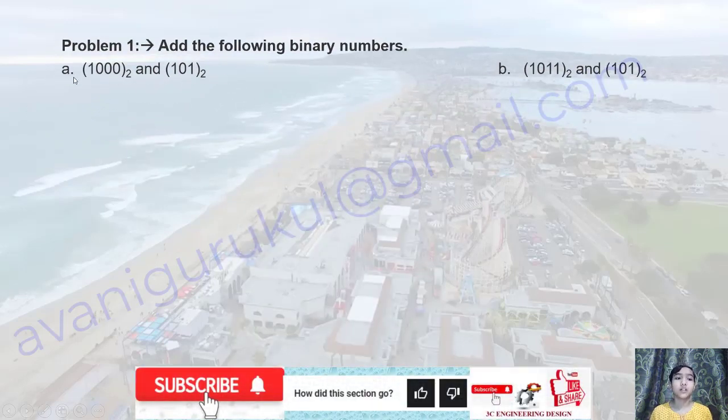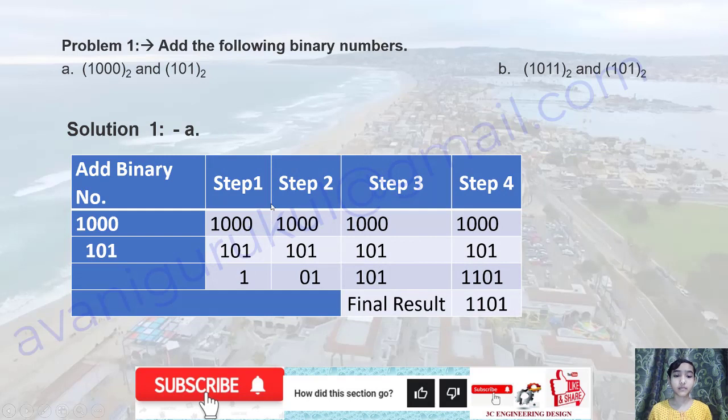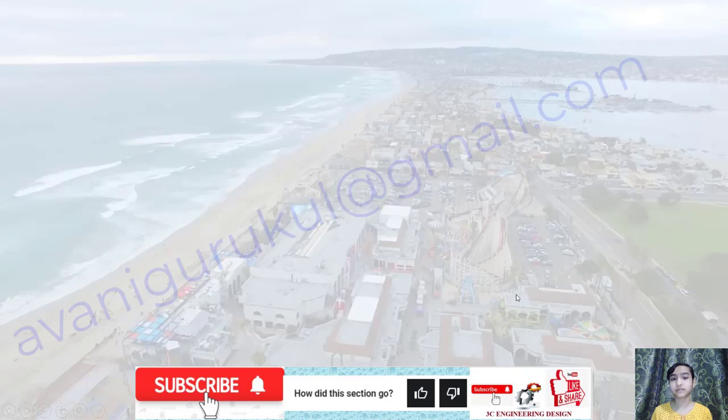Problems. Solution for 1a is: at step 1 we have to do 0 plus 1, that is 1. Then in step 2, 0 plus 0 is 0. Step 3, 0 plus 1 is 1. And at last in step 4, 1 plus 0, as nothing is there, so it is 1. So our final result is 1101.